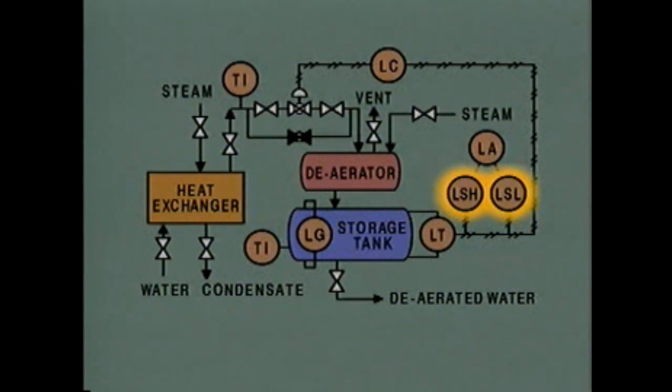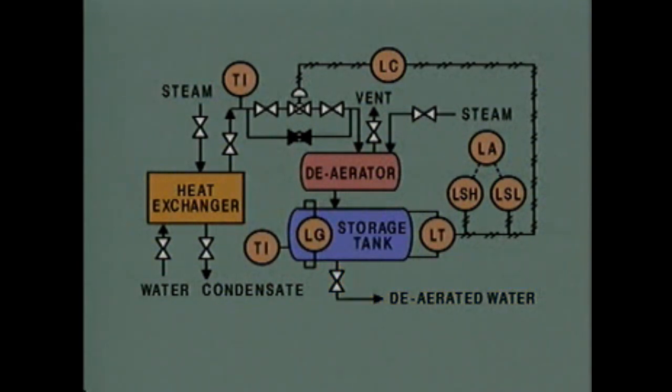These symbols represent level switches that are connected by electrical signal lines to this remote level alarm. If the level in the storage tank gets too high or too low, one of the level switches activates the alarm. The deaerated water leaves the storage tank through this line.